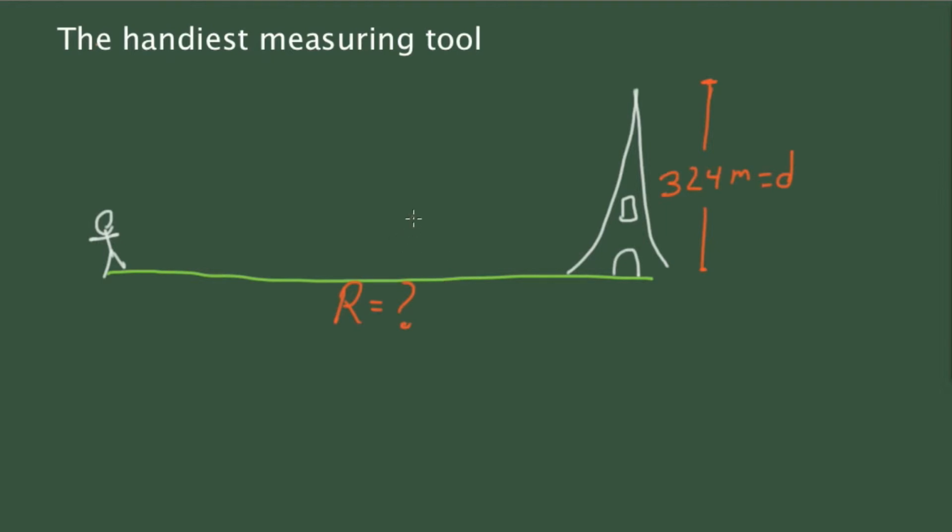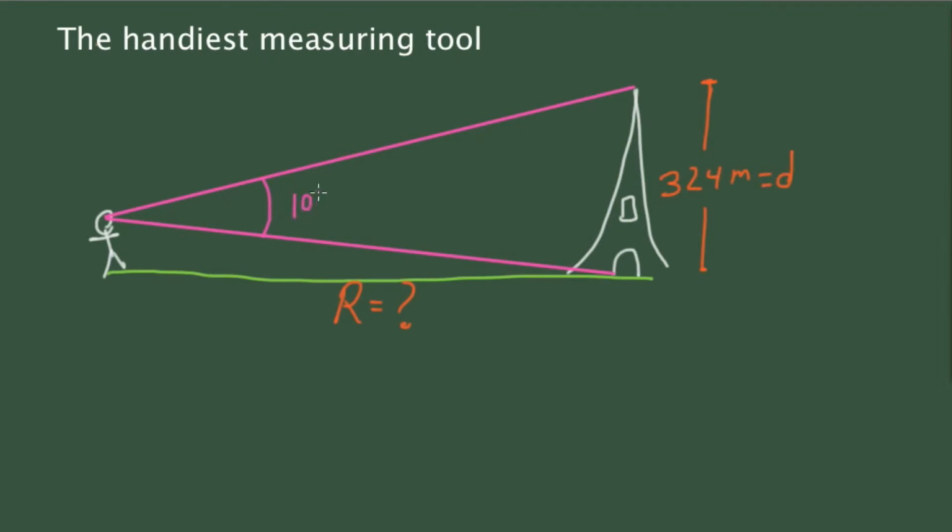I grab my amazing tool, stretch out my arm, use my fist, and see what the angular coverage of the Eiffel Tower is. I notice that only one fist is enough to cover the entire Eiffel Tower. Therefore, I know that this is 10 degrees, because I already know that my fist is about 10 degrees, which in radians is 0.17 radians.